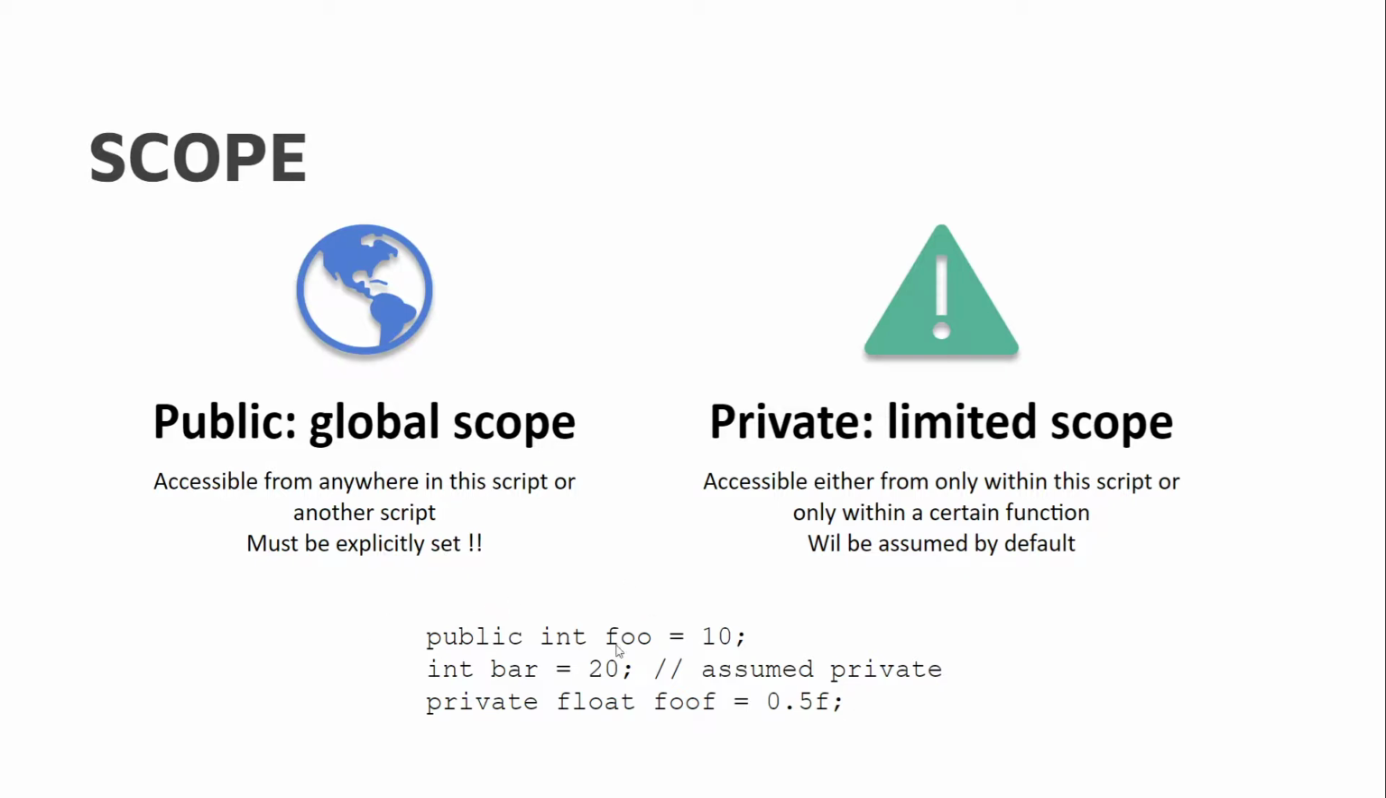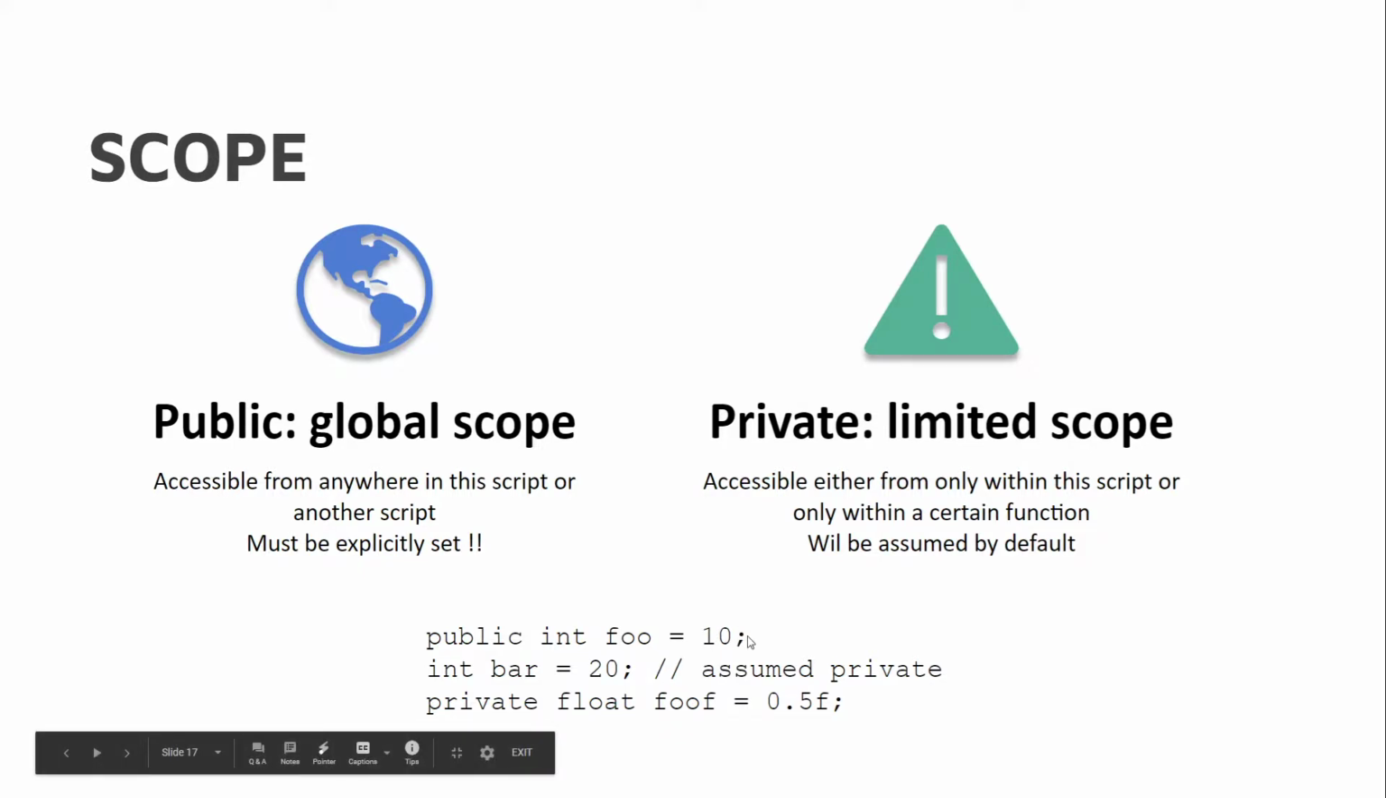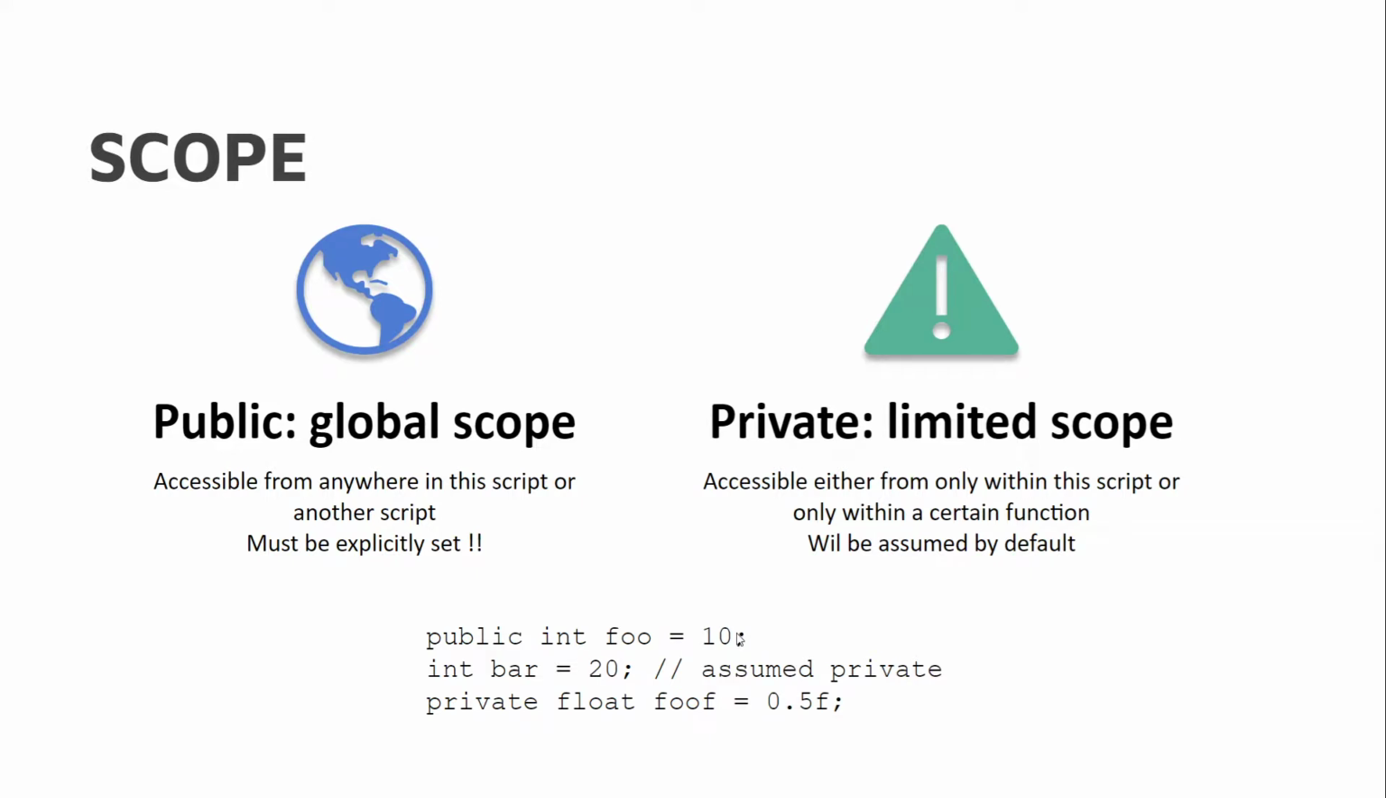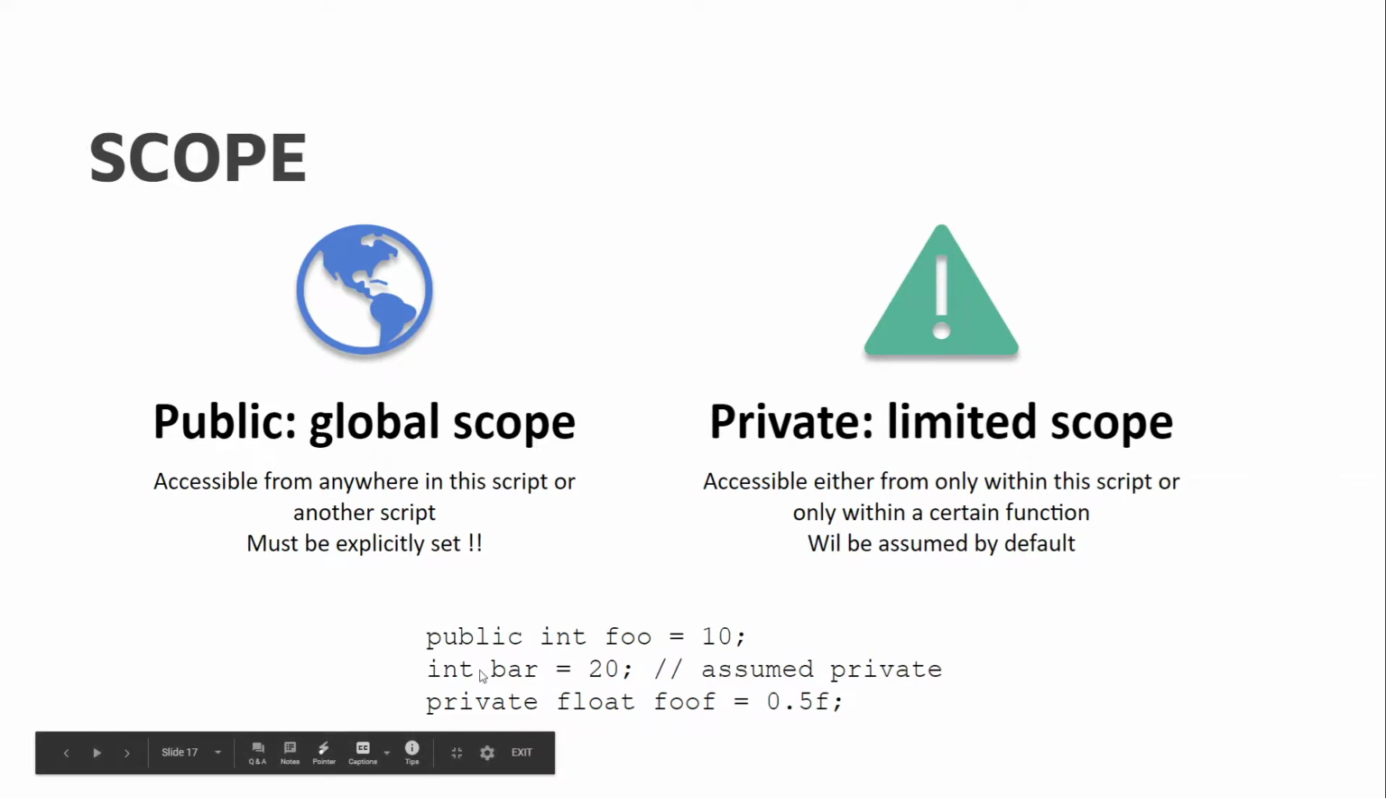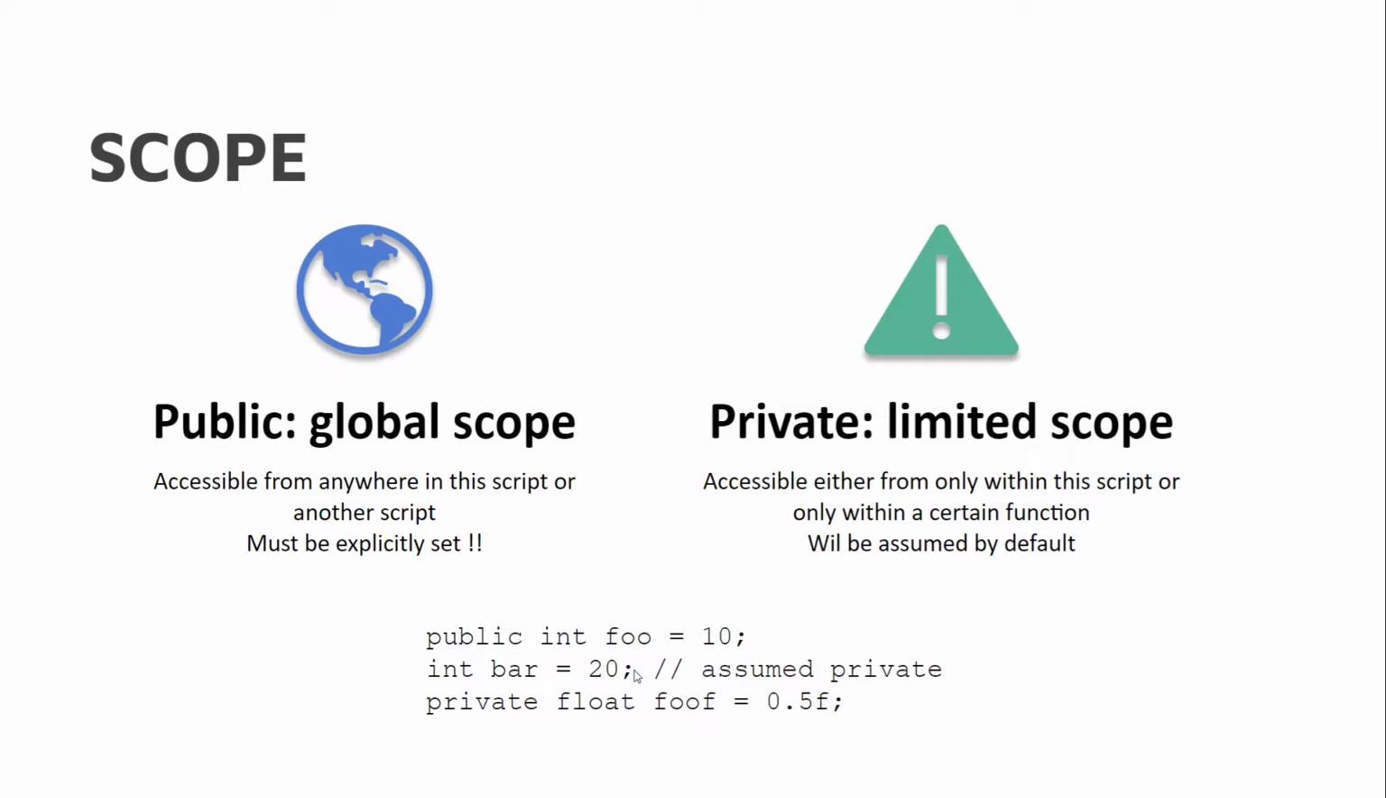So you could say public int foo, and then that would be accessible from other programs or other classes if they wanted to modify it in this class or in an instance of this class. This one here, int bar equals 20, that is assumed to be private. So that would be something that would not be accessible from other classes.